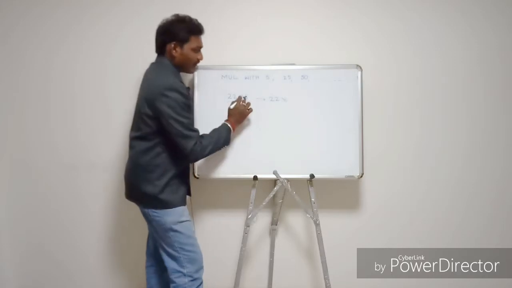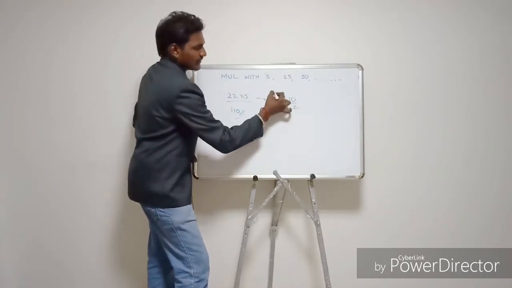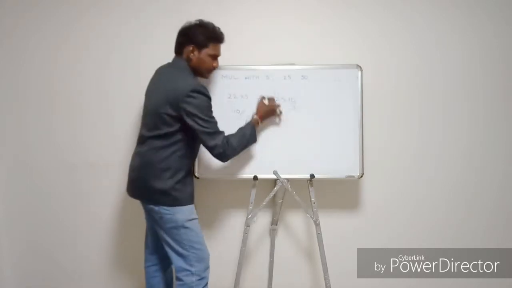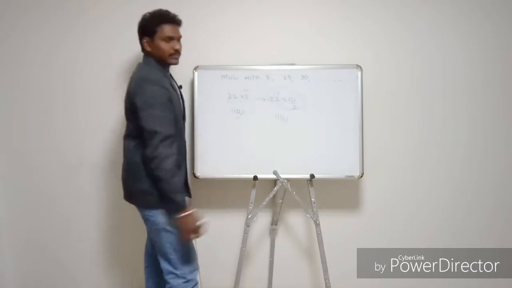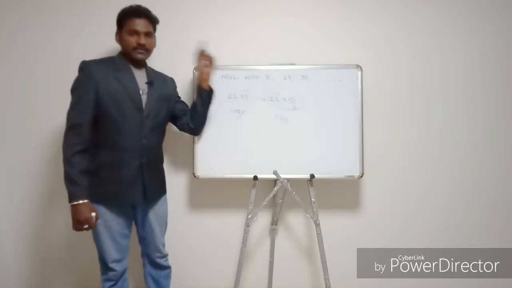22 times 5 I can write as 22 times 10 by 2. So 2 1s are 2, 11s are 11, so 11 10s are 110. This is simpler than this. So I prefer this method of multiplying whenever multiplying by 5.